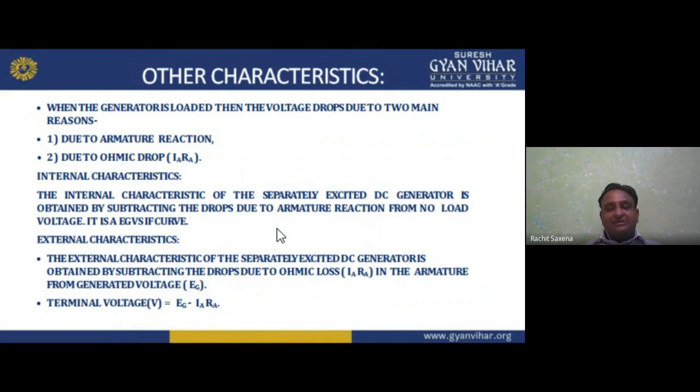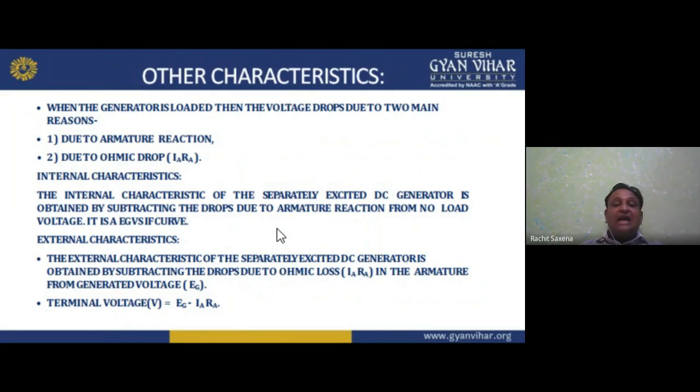Now internal characteristics. The internal characteristic of a separately excited DC generator is obtained by subtracting the drop due to armature reaction from the no load voltage. It is the EG versus IF curve. We can see EG is the generated EMF and IF is the field current. So we can say in no load we have E0 and IF. Here we are basically subtracting the drops due to armature reaction from the no load voltage. We can convert it into EG versus IF.